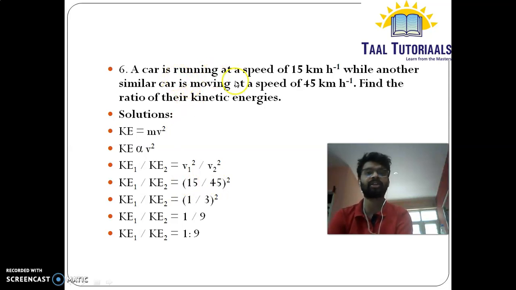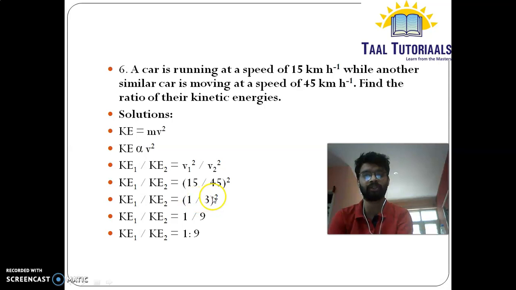A car is running at a speed of 15 km per hour, another similar car is moving at a speed of 45 km per hour. Find the ratio of the kinetic energy. See, KE is equal to half mv square, but we are cancelling half here. So KE is directly proportional to V square. If we compare KE1 by KE2, so V1 square by V2 square, where V1 is given as 15, V2 is given as 45. When we cut this, 15 1 is 15, 15 3 is 45.